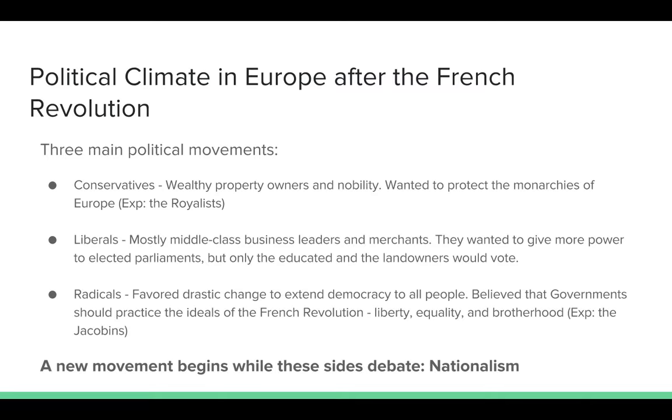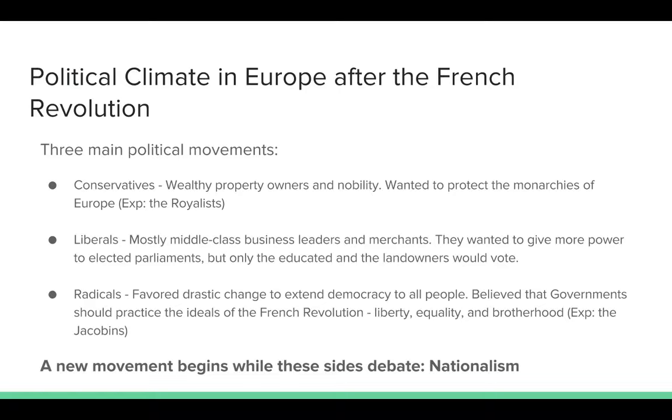So before we come up with that common definition, let's talk about what Europe looked like at this point in time. After the French Revolution and after the Congress of Vienna, we see this big debate break out of what governments in Europe should look like. And there are three main political movements. This should sound relatively familiar because we learned about political factions during the French Revolution.